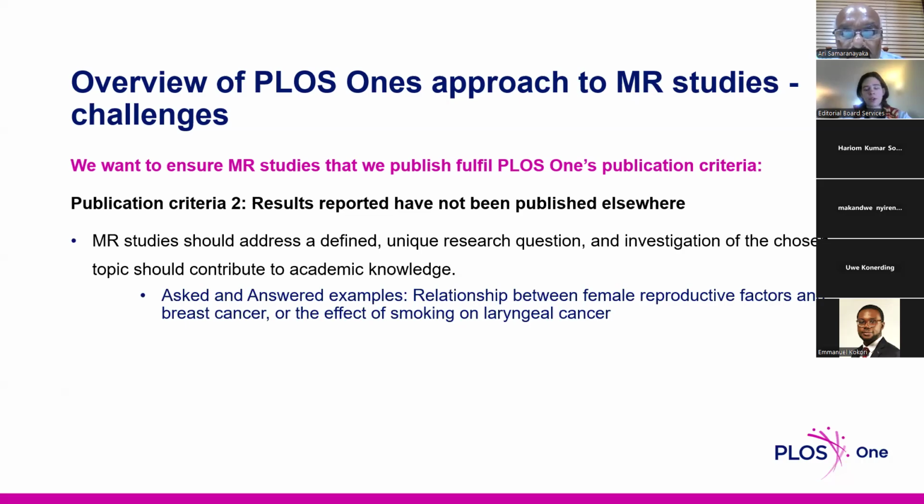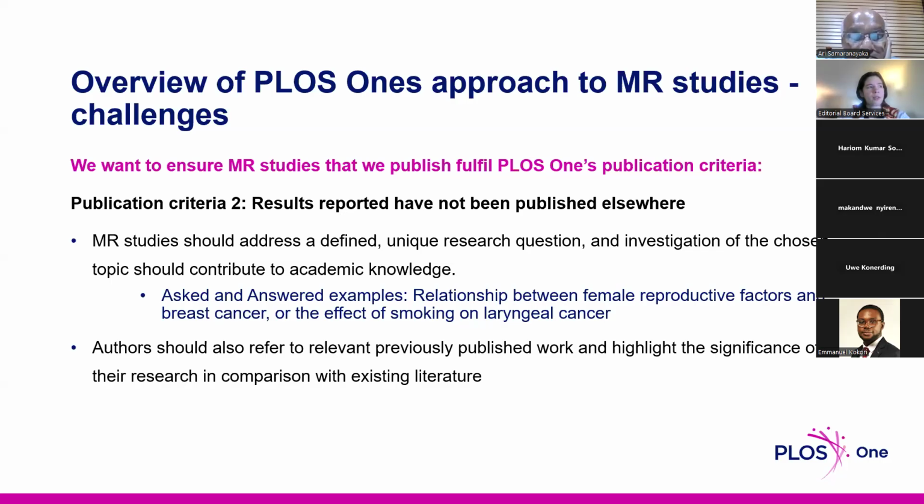And there's often the asked and answered challenge, because even if the methodology is slightly different, a lot of these Mendelian randomization studies tend to just pick up a research question or a study hypothesis that has been addressed and answered with different methodology in the past. For example, the relationship between female reproductive factors and breast cancer, or the effect of smoking on laryngeal cancer. These are topics that have been studied, so it can be questioned if another Mendelian randomization study that proposes a certain association between these factors is actually contributing anything to the scientific knowledge.